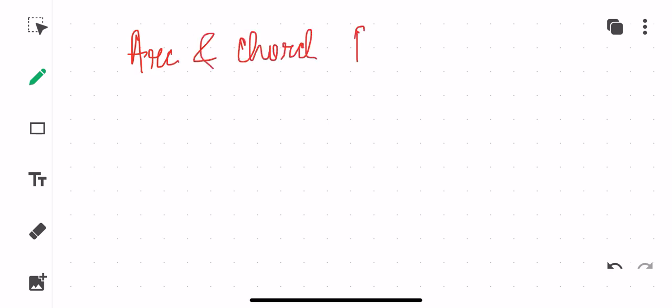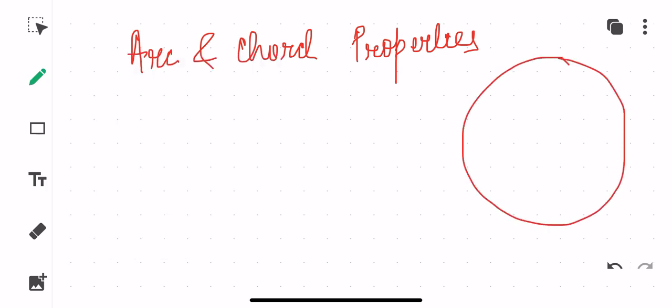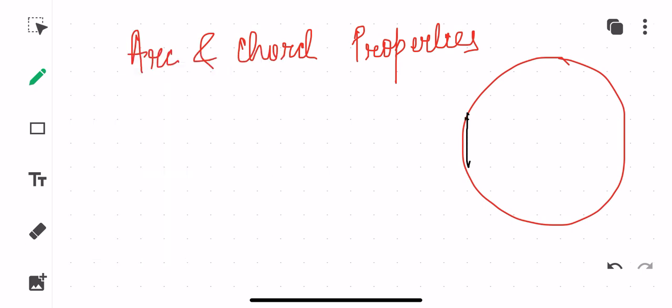You already know what an arc is, children, and you also know what a chord is. If you remember, in this particular circle that I have drawn, any part of the circle, suppose this part of the circle, can be my arc, this particular part can also be my arc, and this particular part can also be my arc.